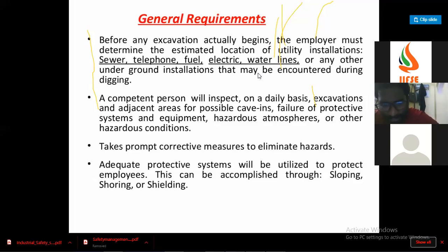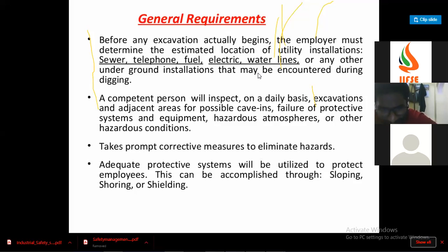Fine. Take prompt corrective measures to eliminate hazards. The corrective measures we have to take, we will see in the further PPT. Adequate protective systems will be utilized to protect employees. This can be accomplished through sloping, shoring, and shielding.